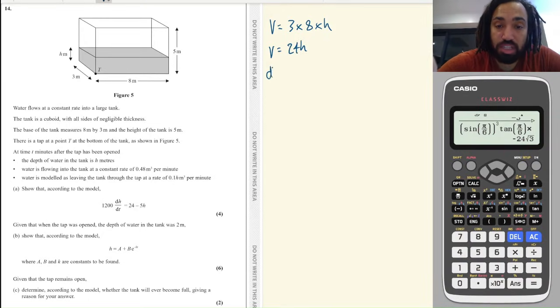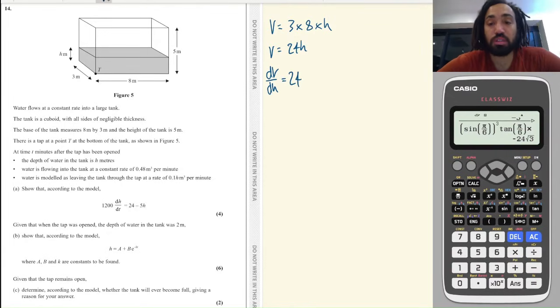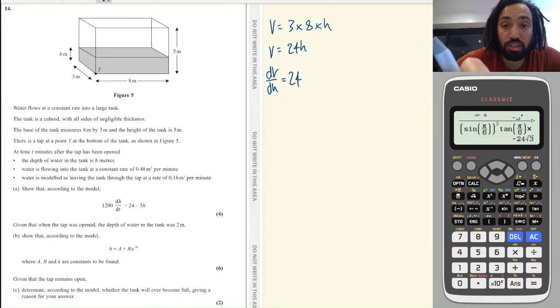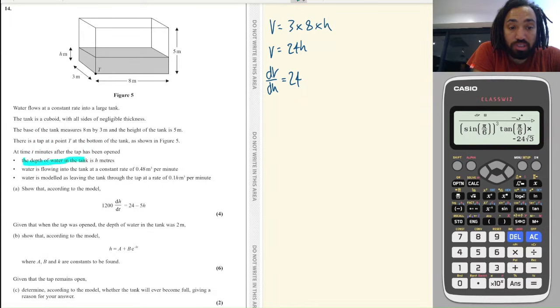And this tells us that dV by dH is equal to 24. So that's going to be useful. Next off, let's look at all these bullet points that we're going to need to use. So the depth of the water in the tank is h. So I've just used that bit of information there to work out the volume.